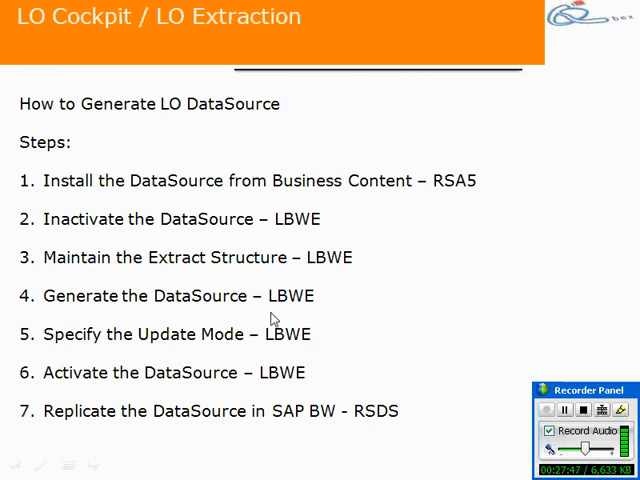Yeah? So they call that LBWE as LO customizing cockpit. And it's a cockpit. It's a single screen from where you can handle entire things, entire LO extraction. That's what they call LBWE as LO customizing cockpit. The T code LBWE is referred as LO customizing cockpit. Okay, screen where LO customization is done.